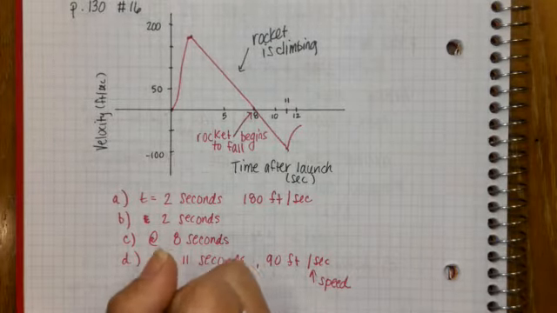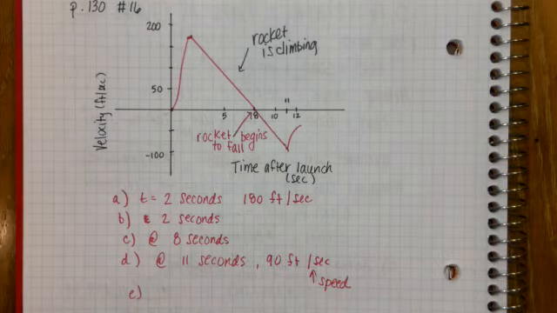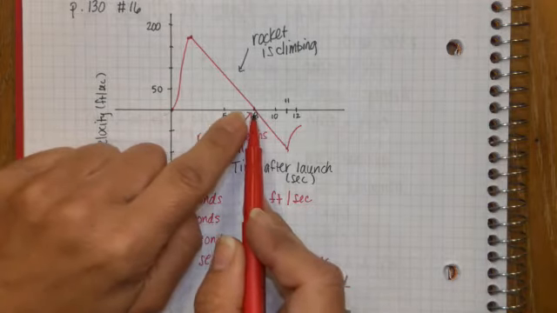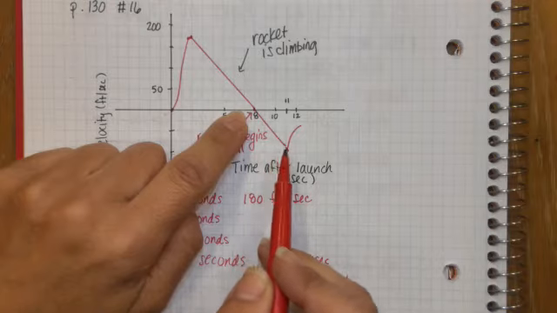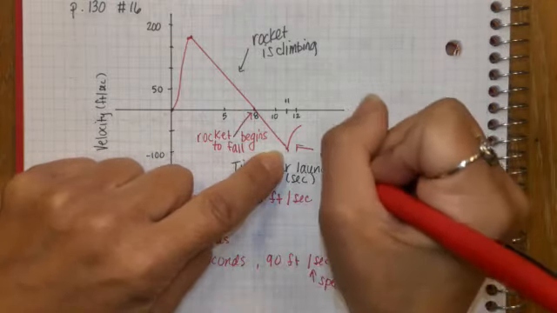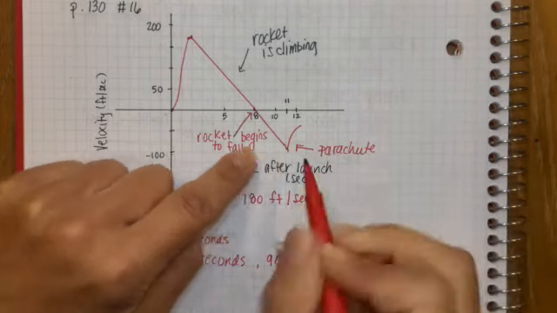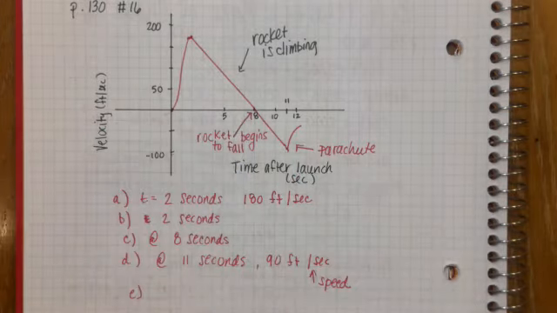Part E. How long did the rocket fall before the parachute opened? Okay, so here at 8 seconds, the rocket begins to fall and it's falling quickly, quickly, quickly, and the parachute opens right here. And so that's about 11 seconds, we said. So from 8 seconds to 11 seconds is 3 seconds.